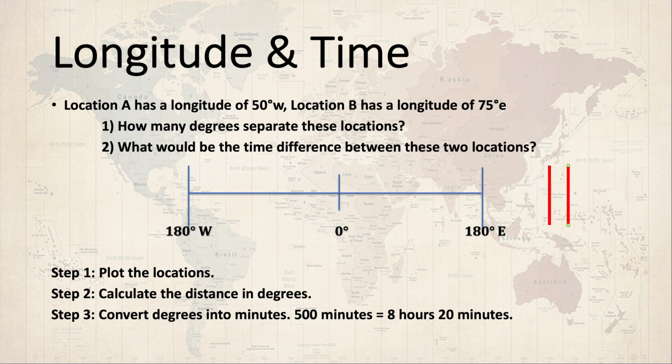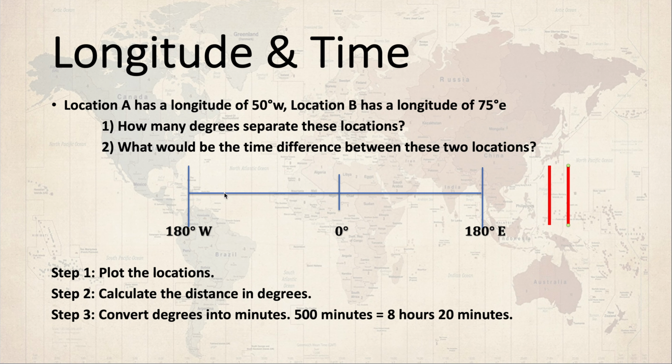So for this one in particular, it says location A has a longitude of 50 degrees west. Location B has a longitude of 75 degrees east. So the first part is how many degrees separate these locations? The second part is what would be the time difference between these two locations? Well, the first thing I set up is I use this graph. I use these in all my classes when teaching longitude and time.